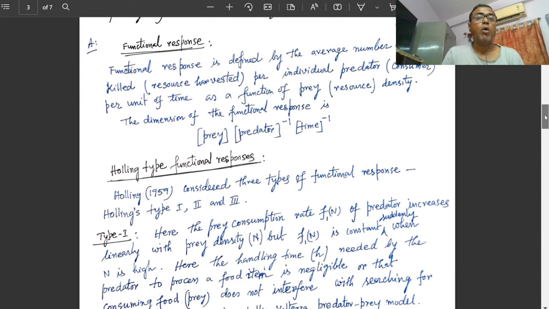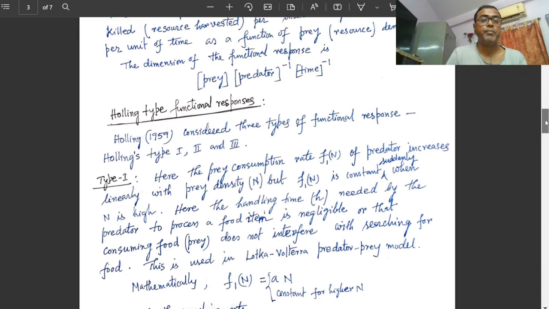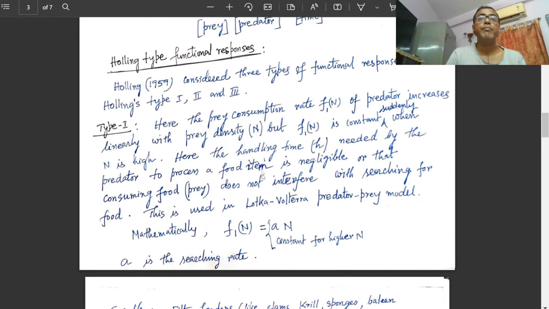Now, Holling type functional responses. Holling in 1959 considered three types of functional responses: Holling type 1, Holling type 2, and Holling type 3. First, Holling type 1.